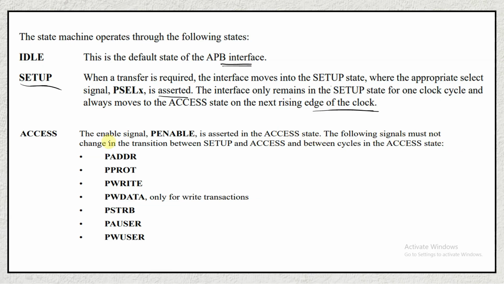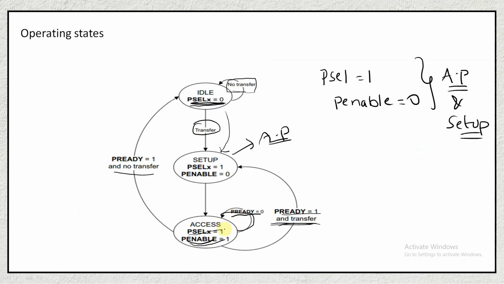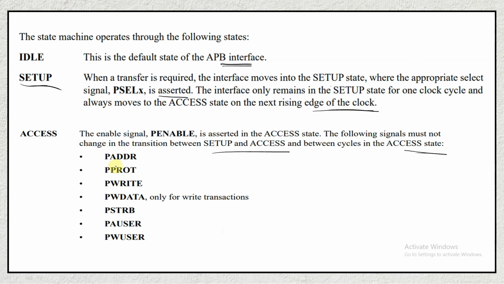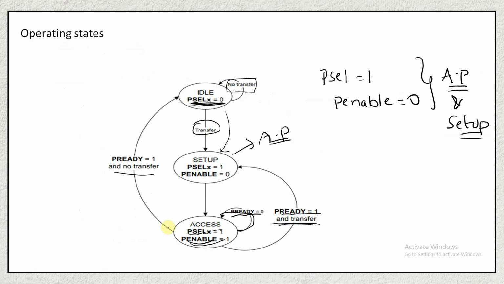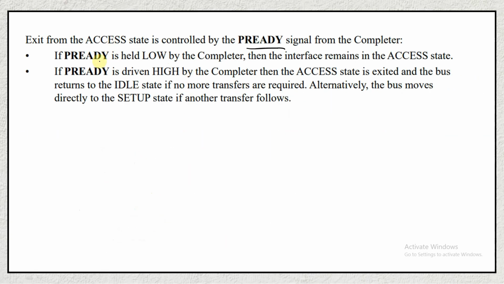The following signals must not change in the transition between setup and access and between the cycles in the access state. The signals that should not be changed during the transfer from setup to access are PADDR, PPROT, PWRITE, PWDATA only for write transactions, and PSTRB, PAUSER and PWUSER. Exit from the access state is controlled by the PREADY signal from the completer. You are allowed to stay in the access phase whenever your PREADY is low from the completer.